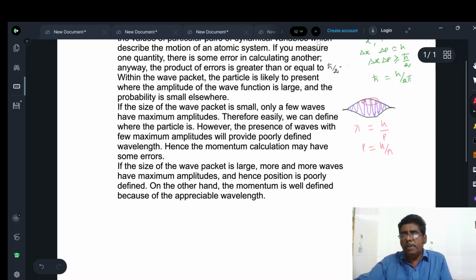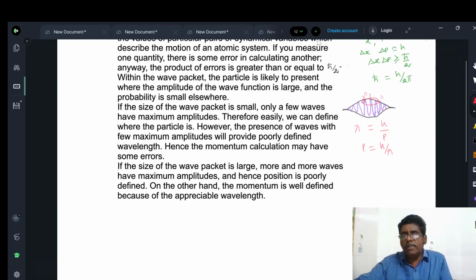Here only 3 peaks are present, so lambda is poorly defined. Only one wavelength we can record. This is lambda. We cannot record the distance between these two as lambda.